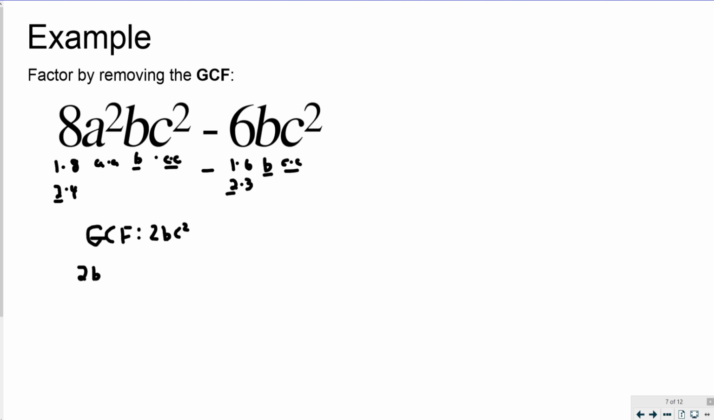So I'm skipping the step here of pulling out, rewriting, and then pulling out. I'm just going right to the part where I've already pulled it out, like I've already undistributed. What's left here is a 4 and A squared. And over here, a 3 is all that remains. If I go back and I distribute this, I would get 2 times 4 is 8, A squared, B, C squared. And over here, 2 times negative 3 would be negative 6, B, C squared. So yep, we factored it correctly.